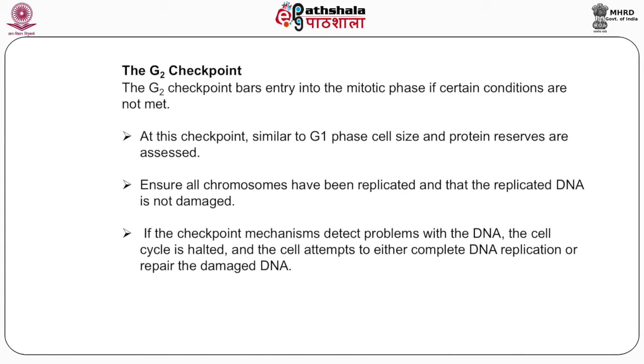Now, next is the G2 checkpoint. The G2 checkpoint bars entry into the mitotic phase if certain conditions are not met. At this checkpoint, similar to the G1 phase, cell size and protein reserves are assessed. It ensures all chromosomes have been replicated and that the replicated DNA is not damaged. If the checkpoint mechanisms detect problems with the DNA, the cell cycle is halted and the cell attempts to either complete DNA replication or repair the damaged DNA.